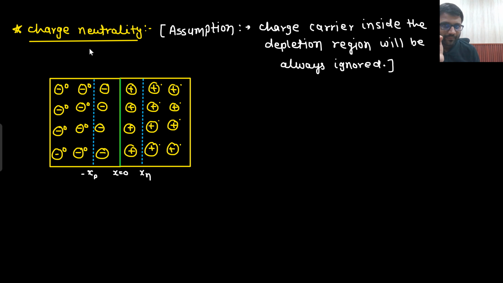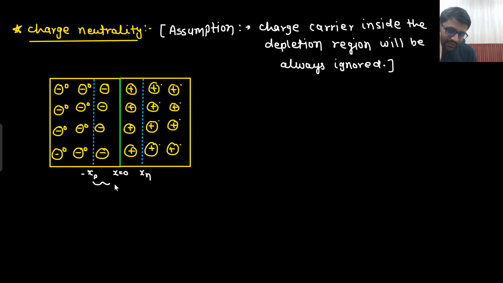Under equilibrium, any material, forget about a semiconductor, will be electrically neutral. There is no external bias, so it has to be electrically neutral, so the total charge has to be 0. So what does charge neutrality say? The total charge in the semiconductor should be equal to 0. That means positive charge should be equal to negative charge. In the neutral region, I don't have any issue. I only have the issue with the depletion region.